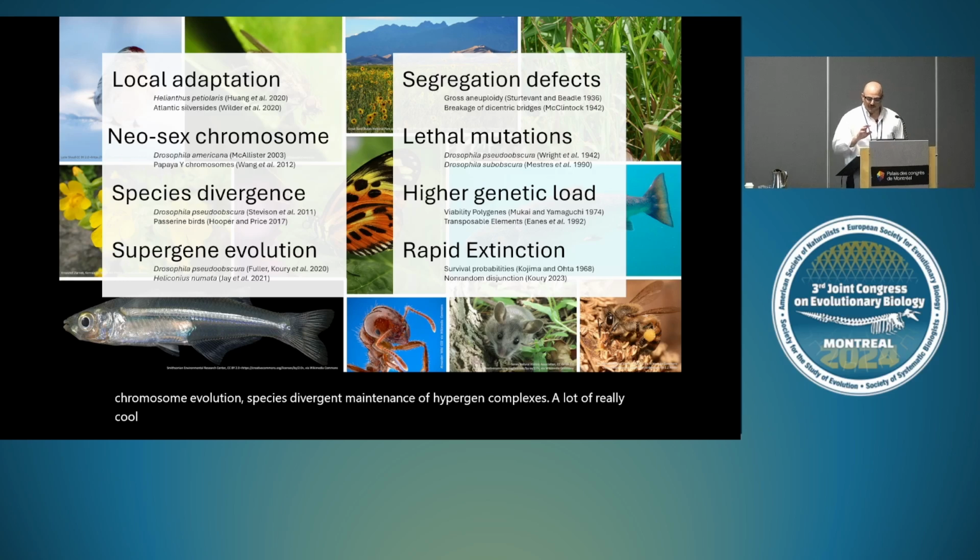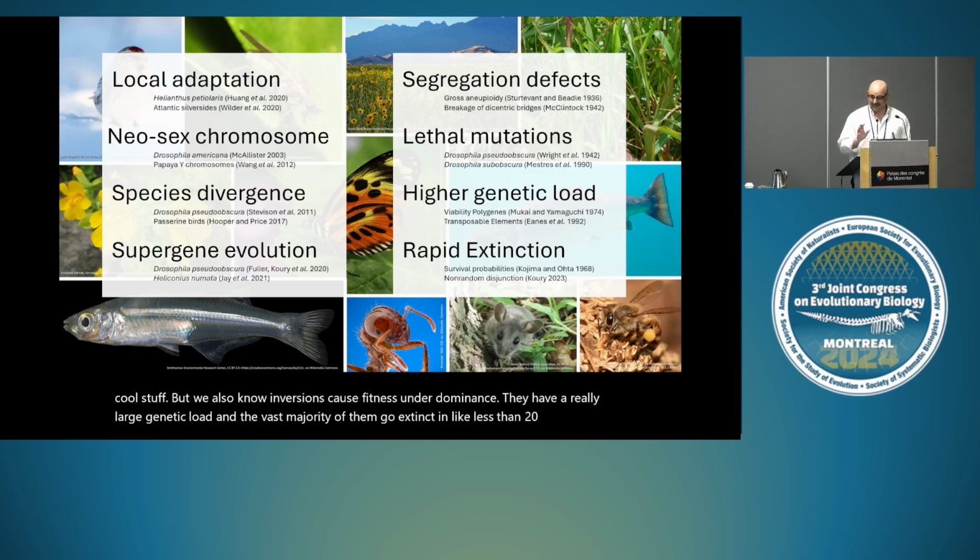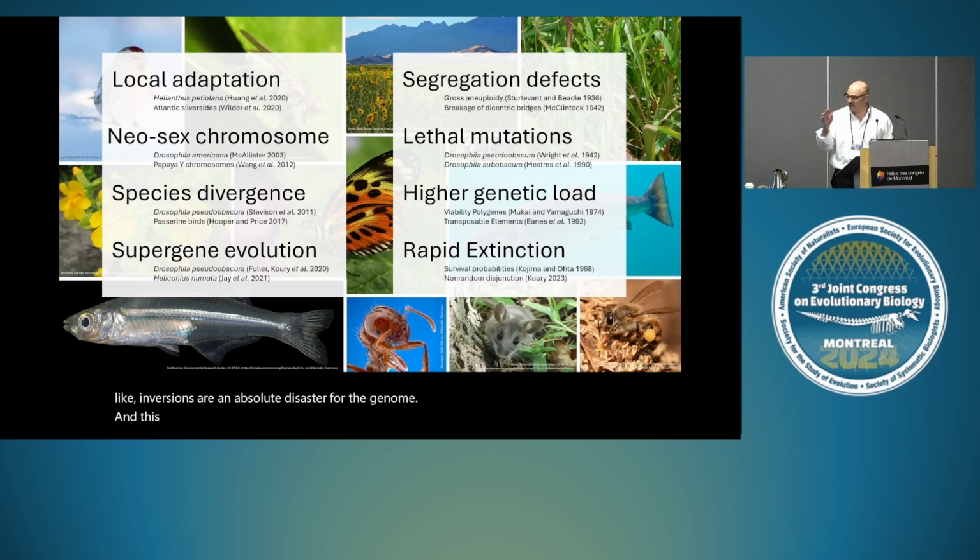But we also know inversions cause fitness underdominance. They have a really large genetic load, and the vast majority of them go extinct in less than 20 generations. So inversions are an absolute disaster for the genome. And this might seem like a paradox, left side, right side here, but the resolution is actually really simple. Inversions aren't intrinsically good or bad.